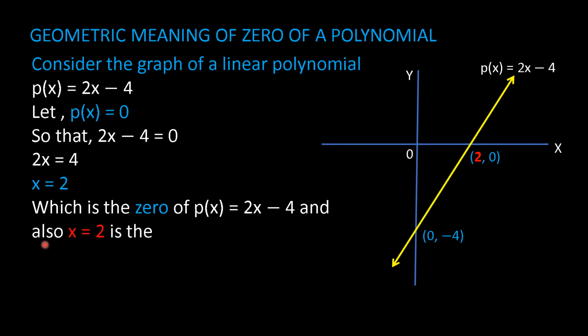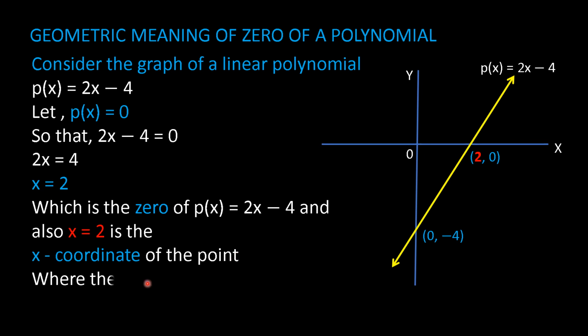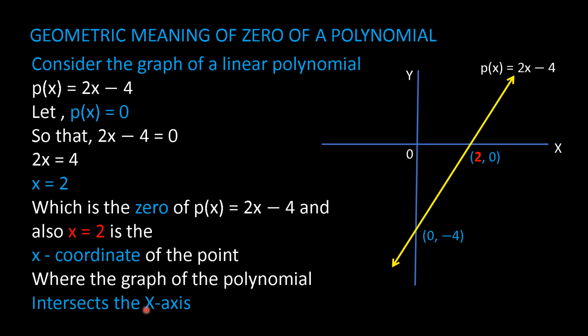And also x = 2 is the x coordinate of the point where the graph of the polynomial, which is this, intersects the x-axis. So the graph of this polynomial intersects the x-axis in the point (2, 0). Here 2 is the x coordinate, which is the zero of p(x) = 2x - 4.